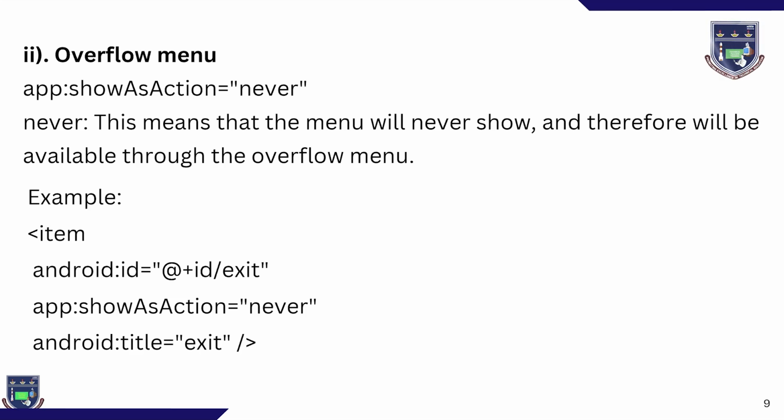Next, we will see the explanation of each and every attribute. android:id represents the unique ID for handling click events. The next statement is showAsAction equal to never. This ensures this item will not appear on the action bar. Then we have title equal to exit option, which is the text label shown inside the overflow menu.